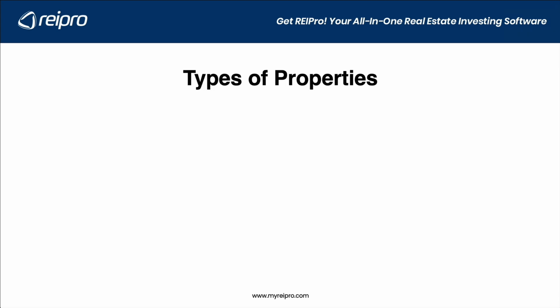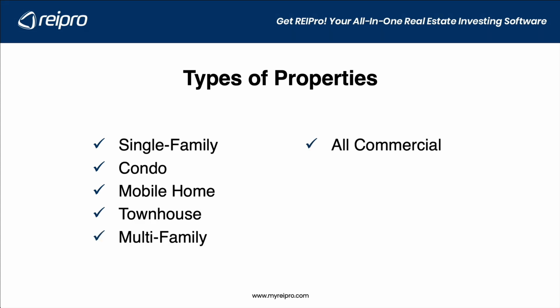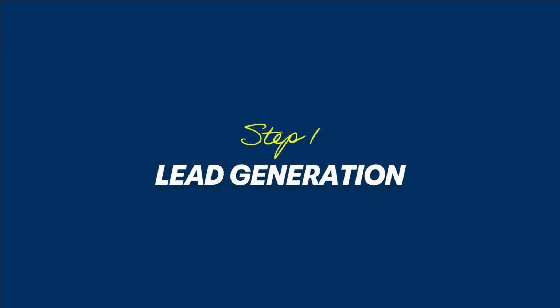Very simple. The types of properties that you can use this strategy with are single family, condos, mobile homes, townhomes, multifamily, all commercial, land, businesses, bulk properties, just about any piece of real estate you can work with a lease option. Now, step one is lead generation. This is about finding deals.